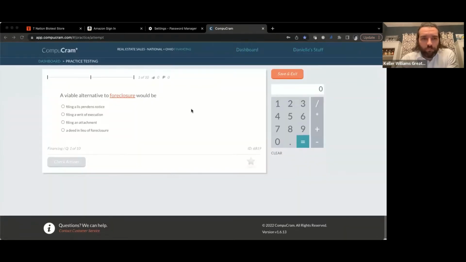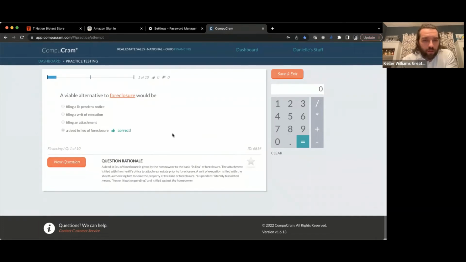Question number 1. A viable alternative to foreclosure would be A, filing a lis pendens notice, B, filing a writ of execution, C, filing an attachment, or D, filing a deed in lieu of foreclosure. D is correct. A deed in lieu of foreclosure is turning over that deed so you can avoid foreclosure.